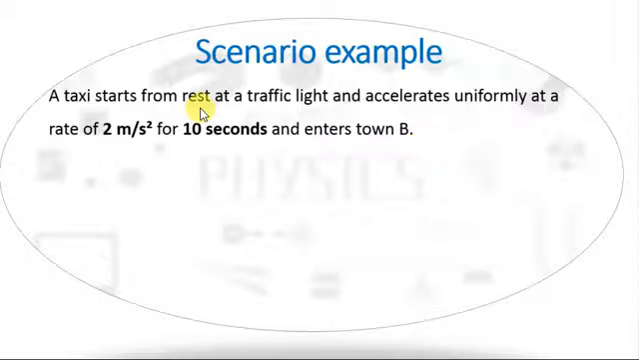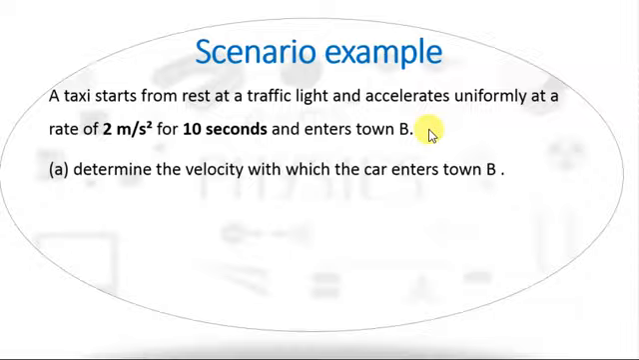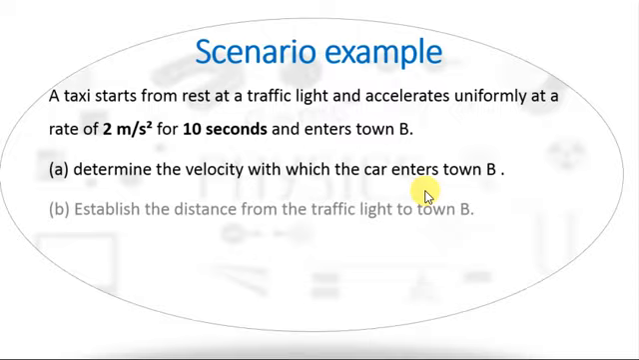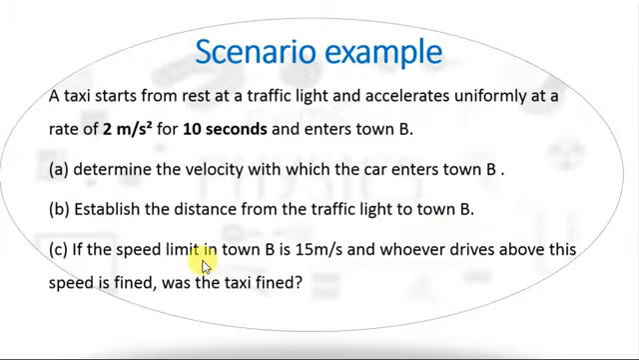That it started from rest at a traffic light, it accelerated for 10 seconds at this rate, and it entered town B. Now they want us to determine the velocity with which this taxi enters town B. We also establish the distance from the traffic light to town B, and they are telling us that if the speed limit in town B is 15 meters per second, and whoever drives above this speed is fined, was the taxi fined? That's for us now to find out.